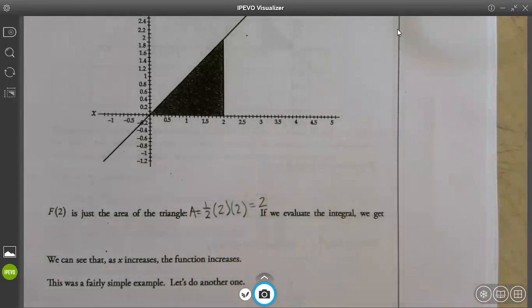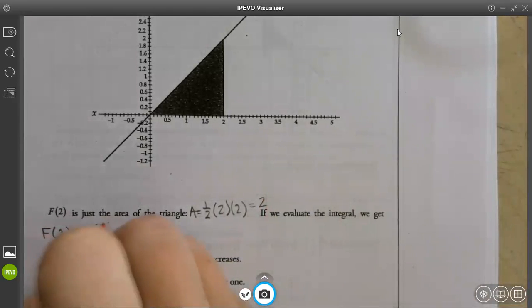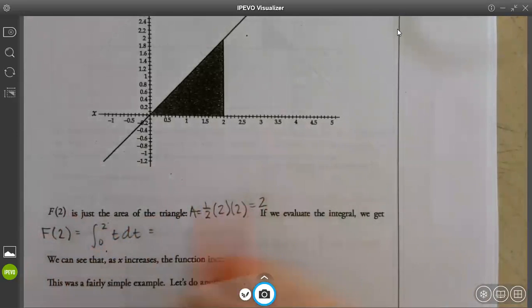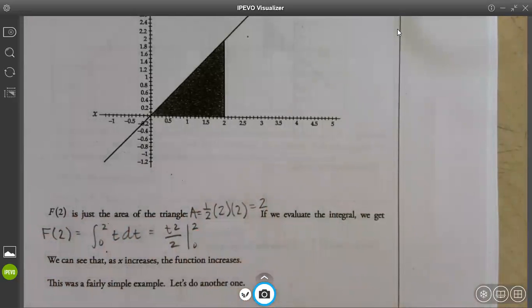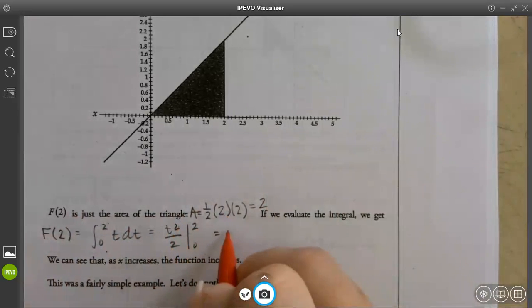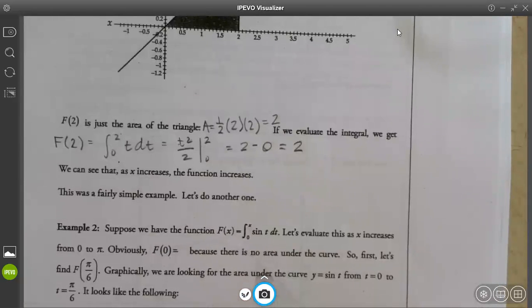If we evaluate the integral at f of 2, we're doing 0 to 2 of t dt. Just like we did on the other page, t squared over 2 from 0 to 2. We plug in 2: 2 squared over 2 minus 0 squared over 2, which gives us 2. We can see that as x increases, the function increases. This is a fairly simple example.